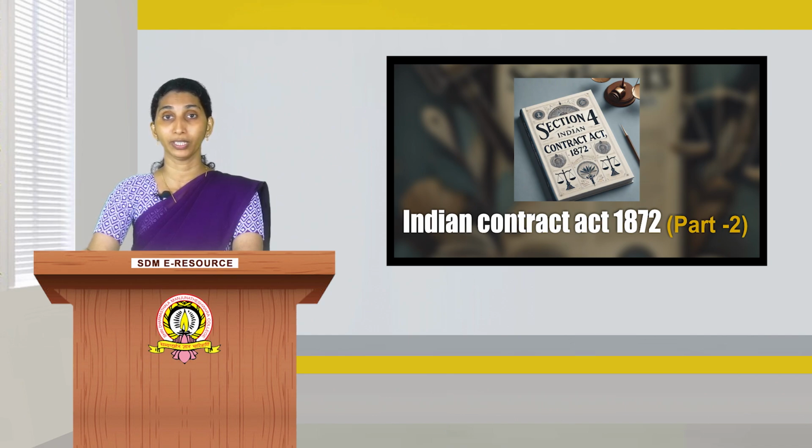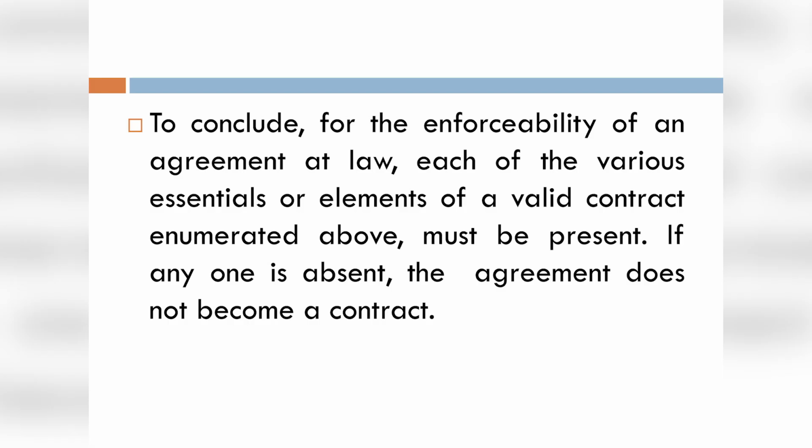So to conclude, for the enforceability of an agreement at law, each of the various essentials or elements of a valid contract enumerated above must be present. If any one is absent, the agreement doesn't become a contract.